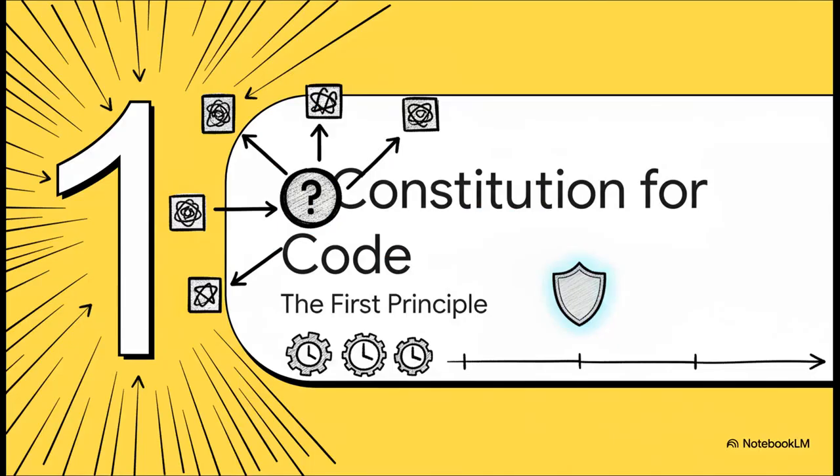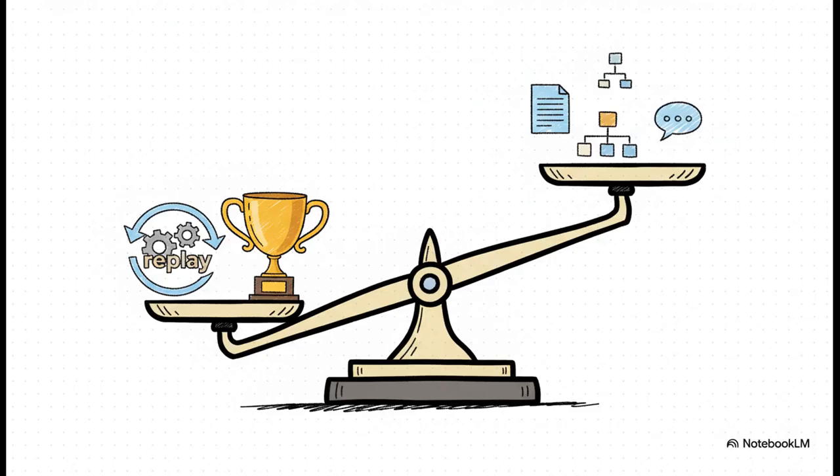Okay, so how does this actually work? Well, the whole system is built on what it calls a first principle. You can think of it as the ultimate tiebreaker. It's this one single rule that's designed to resolve any conflict, any confusion, and give you an absolute source of truth.